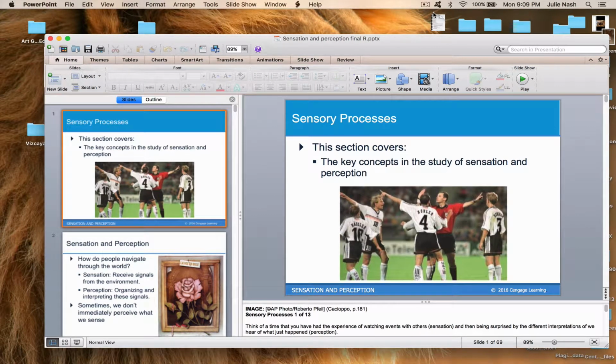Hi guys, I just wanted to go over the sensation and perception slides really quickly with you because I updated them, and I'm not sure if you noticed it, but I put a new one up and just updated some of the pictures. But I want to point out what's important for the test.